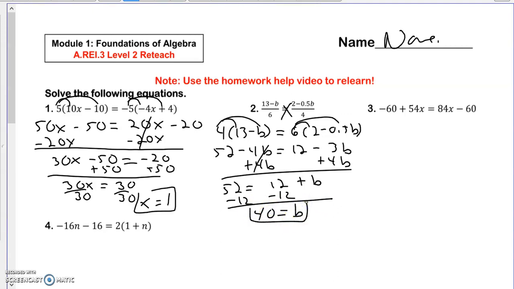So taking a look at the next one, I notice I have a negative 60 and a negative 60, so those can cancel out. So I'm going to do that right away. I'm going to look to see which one is smaller, and I see that 54 is definitely smaller, so I'm going to subtract that. But don't be scared. That's going to be leaving you a 0.